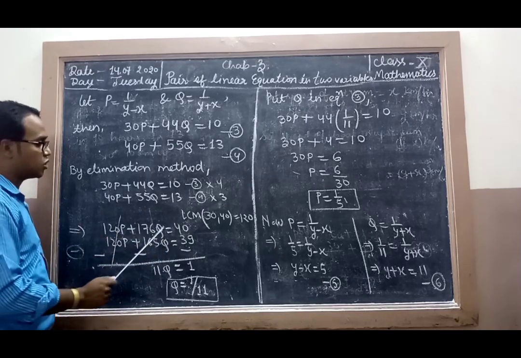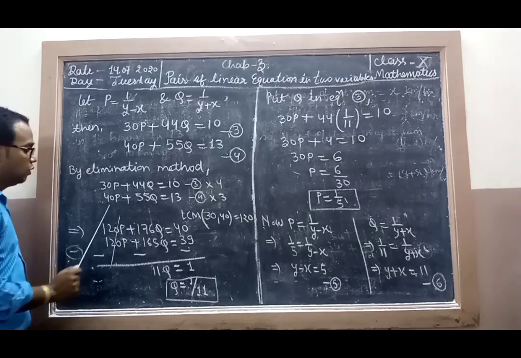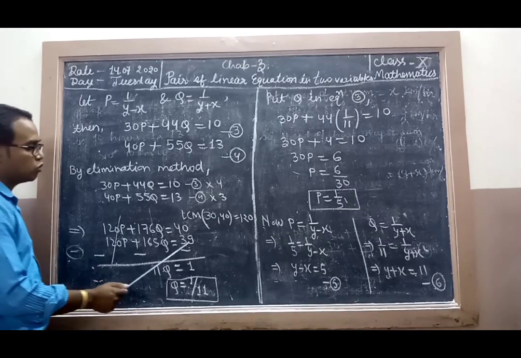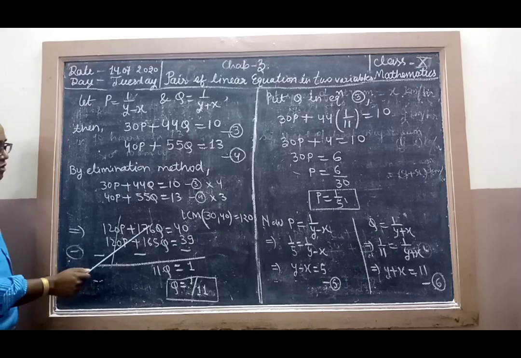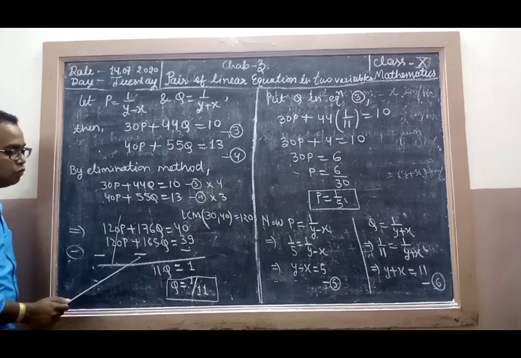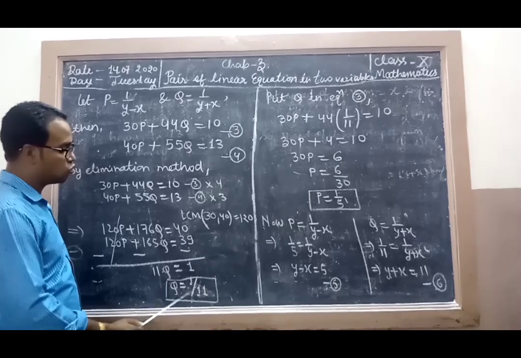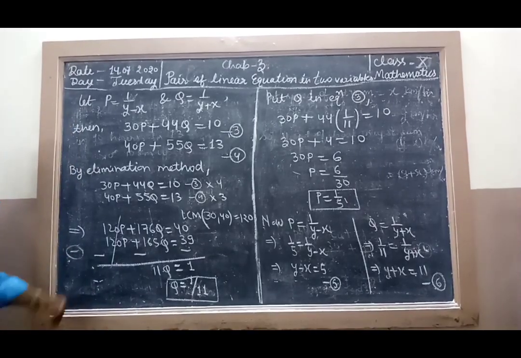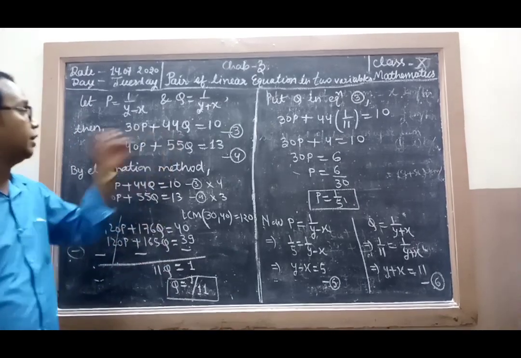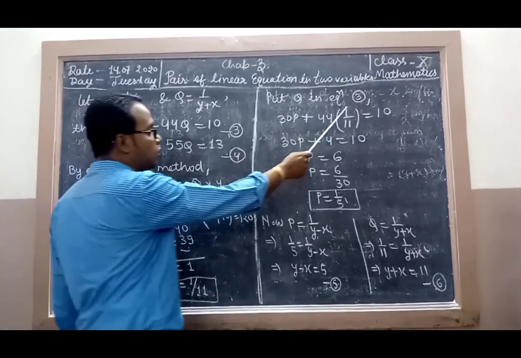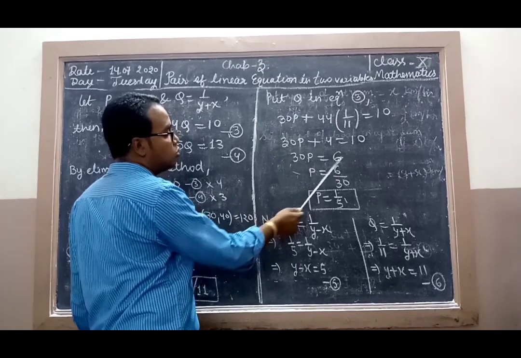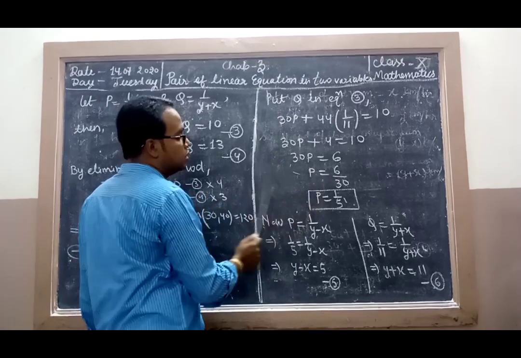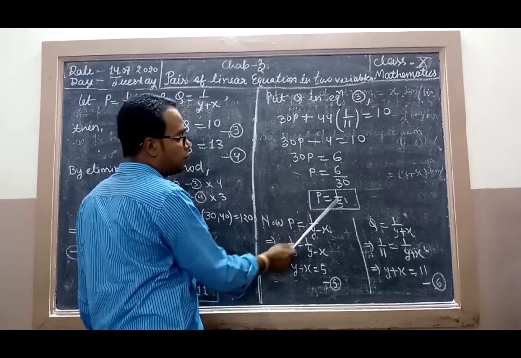120P plus 176Q is equal to 40. 120P plus 165Q is equal to 39. Now on subtracting, P eliminates. 176Q minus 165Q is 11Q, 40 minus 39 is 1, so Q equals 1 upon 11. Now we substitute the value of Q in equation 3. 30P plus 44 times 1 upon 11 equals 10. 30P plus 4 equals 10. 30P equals 6, 10 minus 4 is 6. P equals 6 upon 30, which is 1 upon 5.